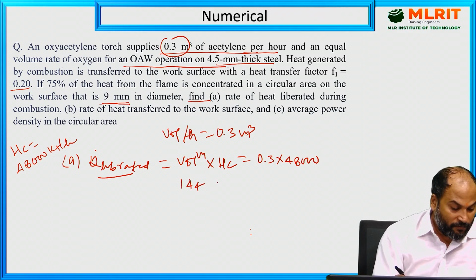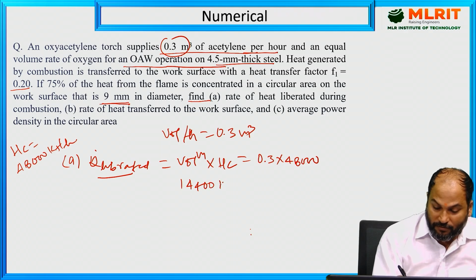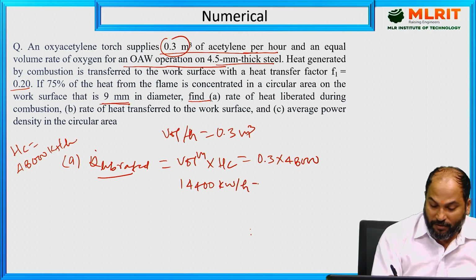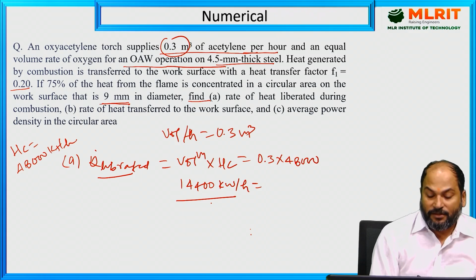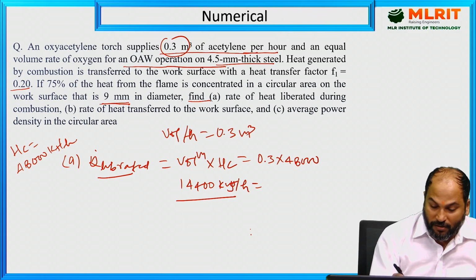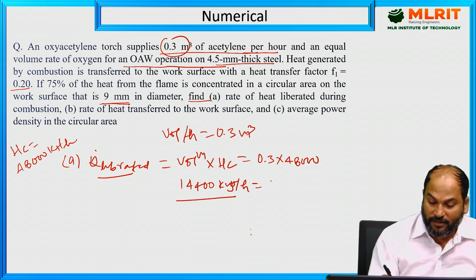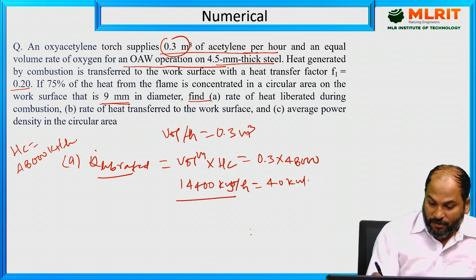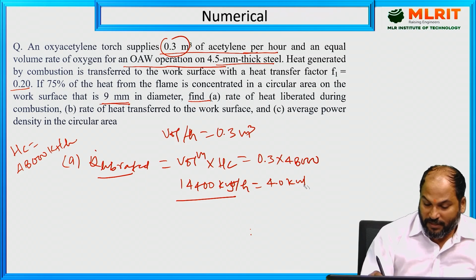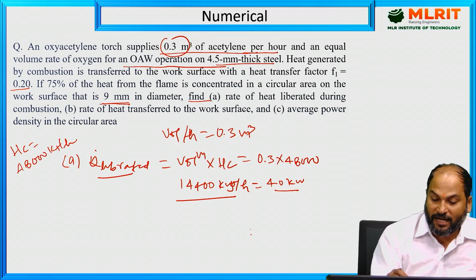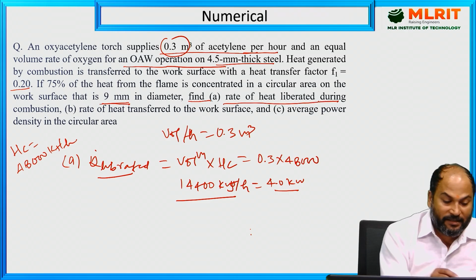It comes out to 14,400 kilojoule per hour. If we want this in kilowatt, we can convert it by dividing by 3600. Directly writing the value, it comes out to 4.0 kilowatt, because we are dividing by 3600 now. So that is the first part that has been asked: the rate of heat liberated during the combustion.